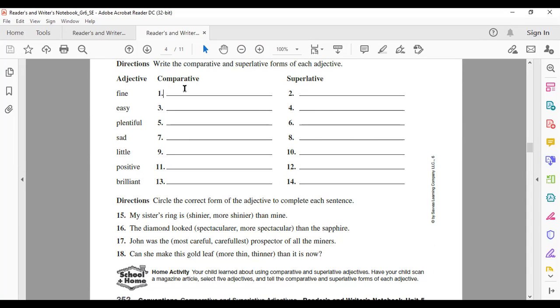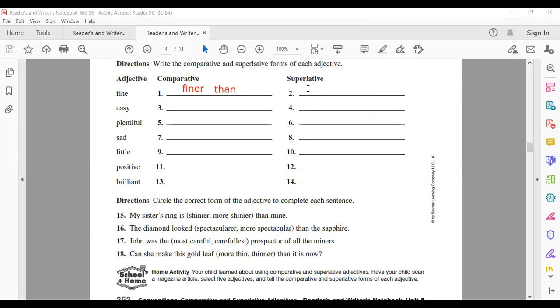How to make it a comparative between two people? I want to compare between you and Watin, for example. Malak is finer than Watin. Yes, excellent job. We will put ER. Why? Because it's a small adjective. I will put ER only. Okay, make it superlative.